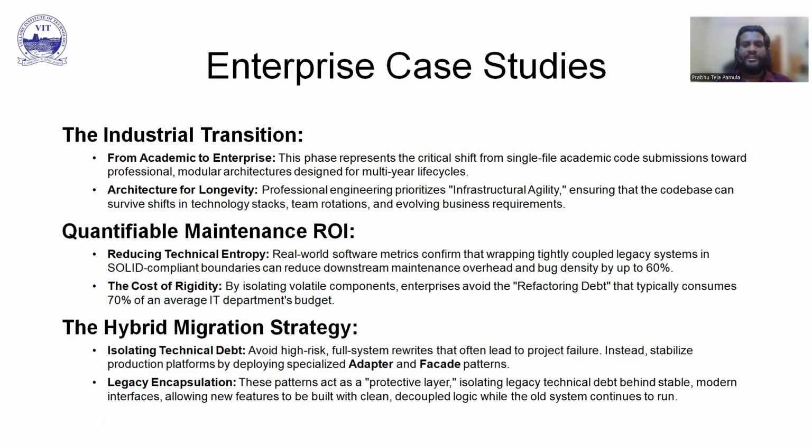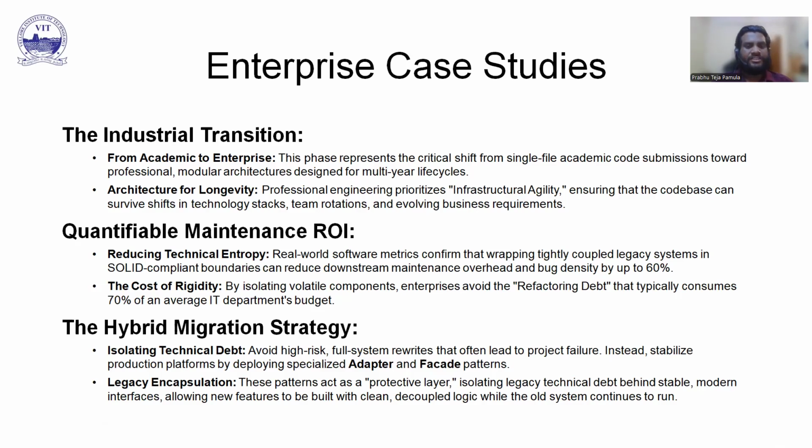Professional engineers prioritize infrastructural agility, ensuring that the code base can survive shifts in technology stack, team rotations, and evolving business requirements. Quantifiable maintenance ROI, reducing technical entropy. Real world software metrics confirm that wrapping tightly coupled legacy systems in SOLID compliant boundaries can reduce downstream maintenance overhead and bug density by up to 60%.